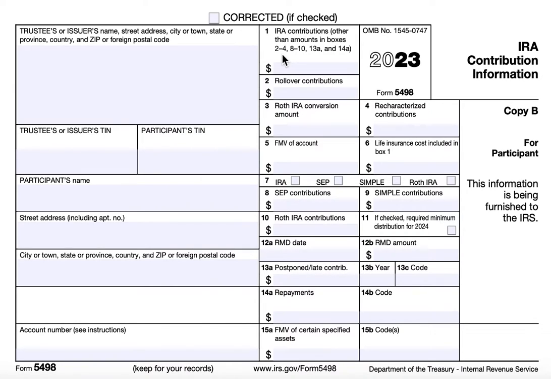Since this form is a 2023 tax form, that would represent all of the IRA contributions that you made during the 2023 calendar year, plus any contributions that you made through the tax filing deadline, which is April 15th, 2024. So that's one of the reasons why you won't receive this form until after you filed your tax return.